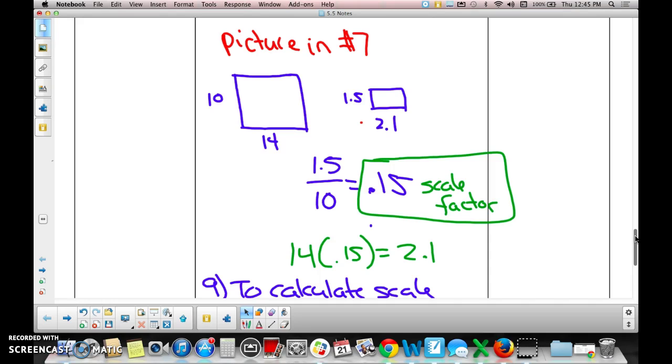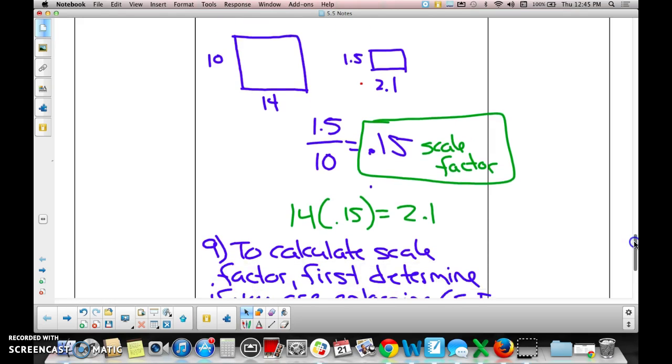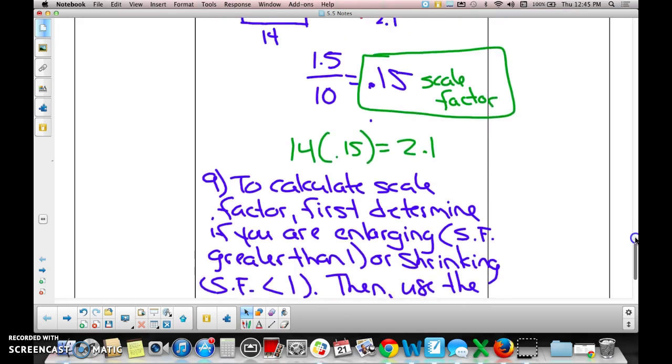And again, if you get a scale factor bigger than 1, you're blowing it up. If it's less than 1, you're shrinking it down. Does that make sense? All right, and then you do have an example here on number 8.